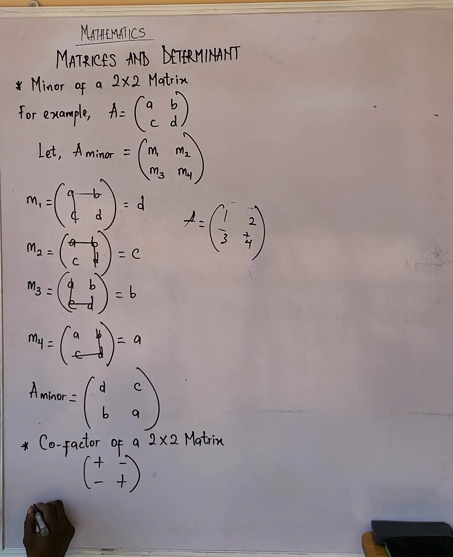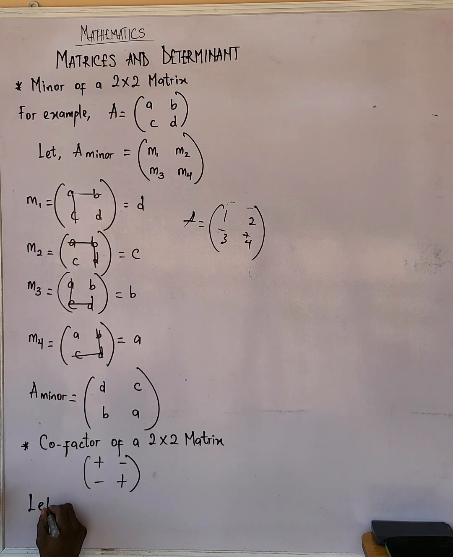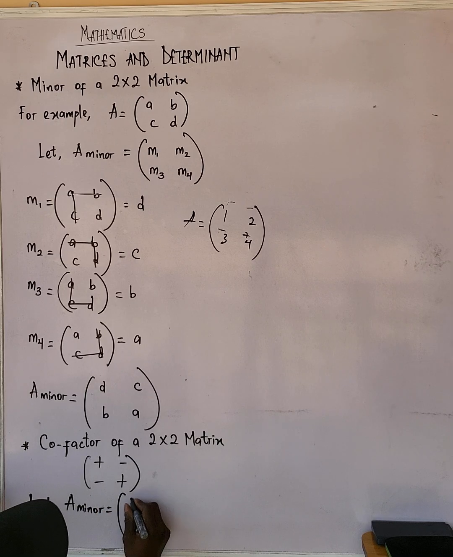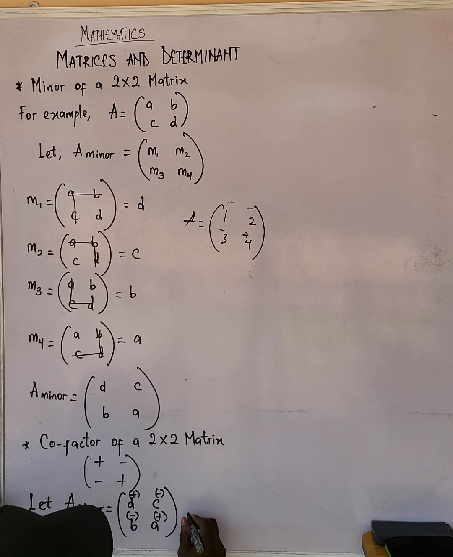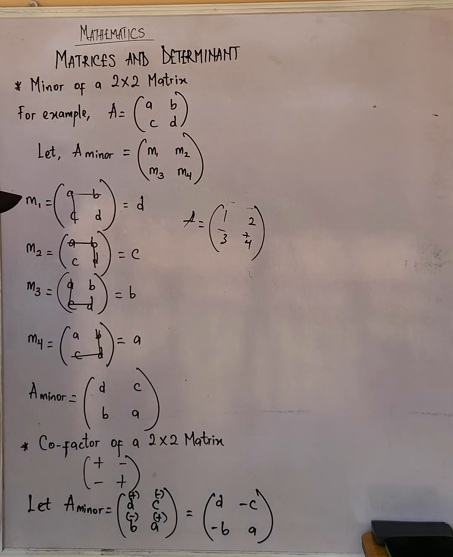Let's say our A minor is D, C, B, A. So what do you just do? You put plus, you put minus, you put minus, you put plus. So what will be the answer? Plus D, minus C, minus B, and plus A. So this is how you get the cofactor.